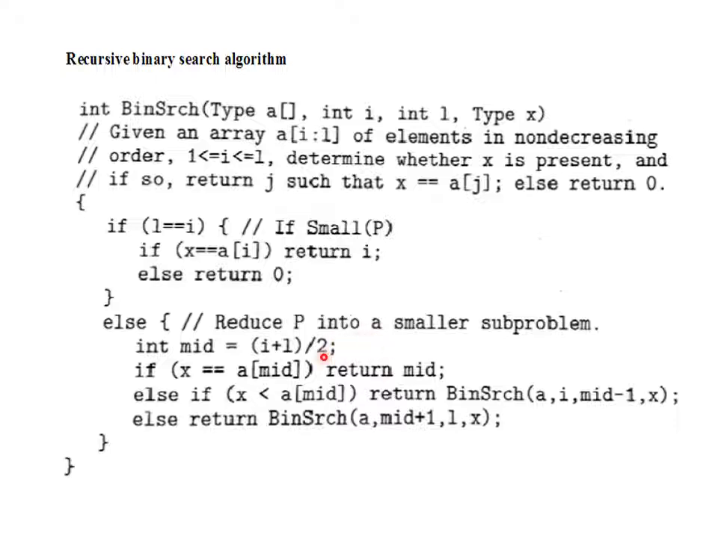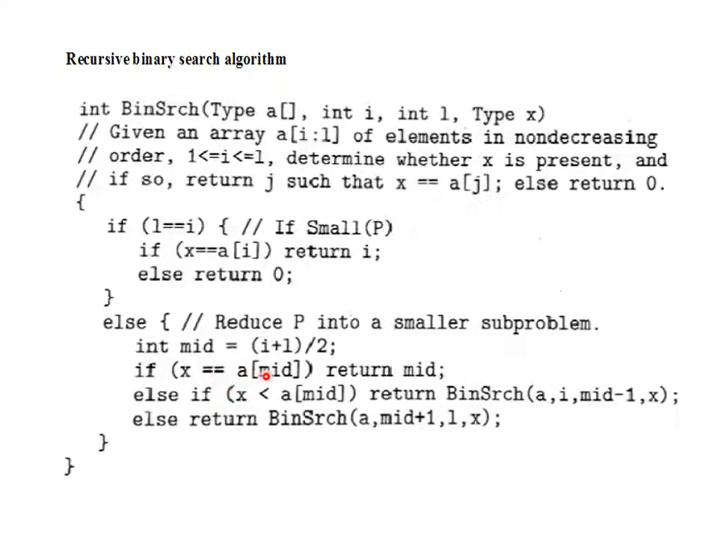Then we find the middle item and compare: if x is equal to a of mid, return mid. Whenever a return statement executes, control transfers outside the function. It stops executing this binary search function, and control transfers to the main program where it was called. That is called the calling function.